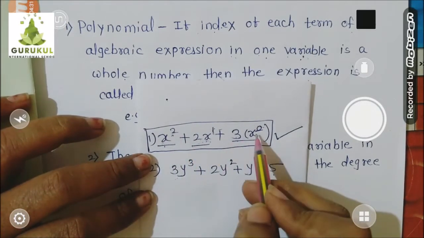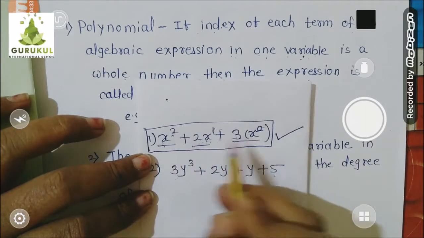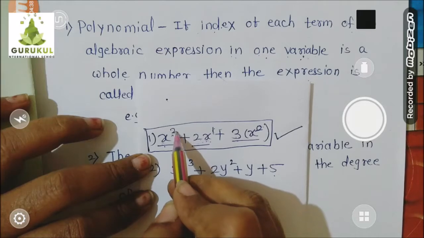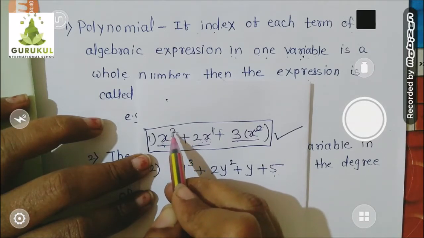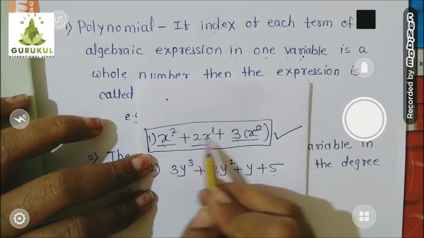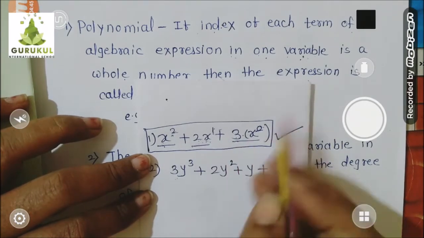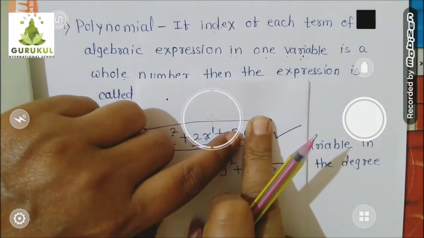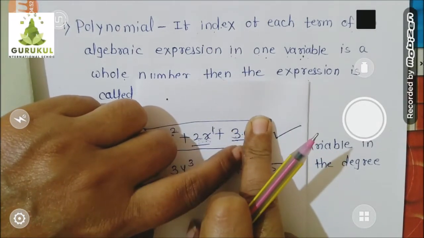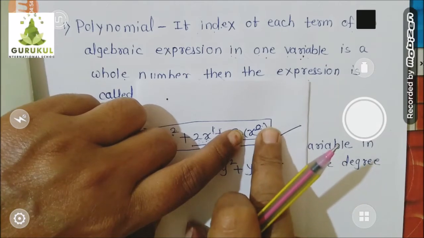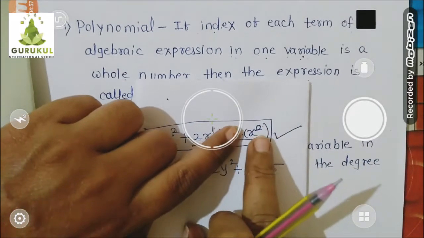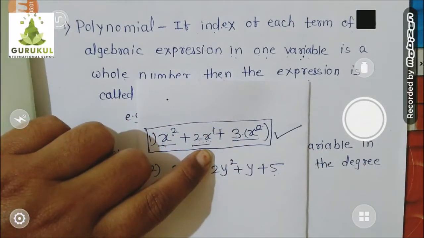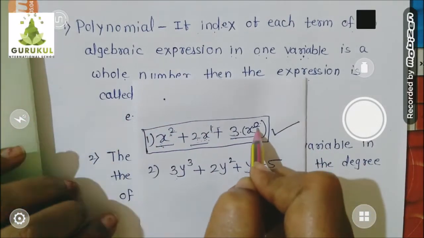Okay, so two conditions need to be satisfied. First, throughout the expression it should contain one variable. Second, index of variable in each term should be a whole number. Okay, always remember whenever only a constant number is given, you can assign its variable along with the power 0 always. It's a hidden part, but you can understand that its variable is the same and its power you can consider 0. Okay.